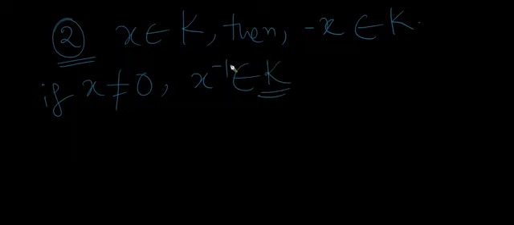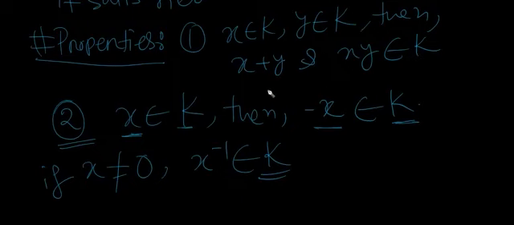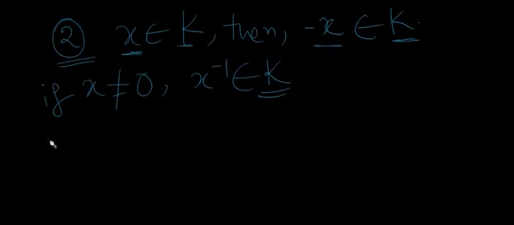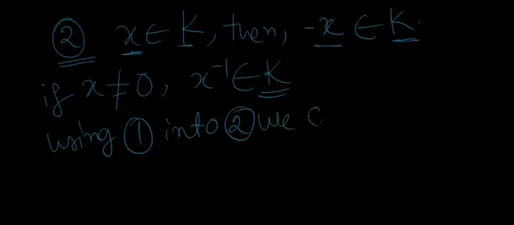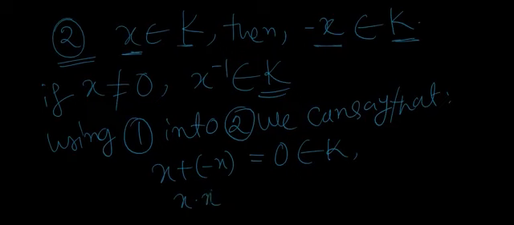So this property tells us that if x belongs to K, then minus x also belongs to K. If these two things are true, and from the previous property, if x and y belong to K, then x plus y will also belong to K and x times y will also belong to K. So using 1 and 2, we can conclude that x plus minus x, which is just 0, also belongs to K, and x times x inverse, which is a multiplication, that will be 1, will also belong to K.